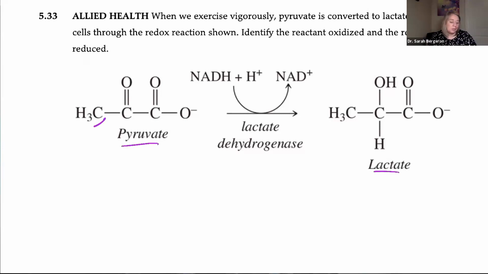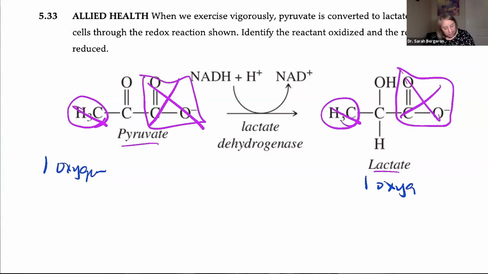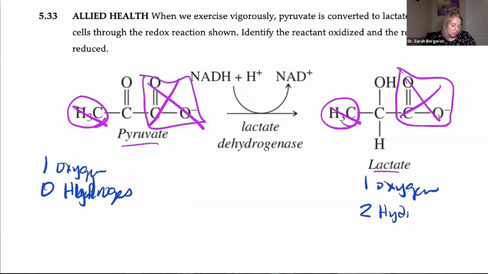So what I want to do is first I want to see, what's the same? I can get rid of that. Those are the same, so I can just kind of get rid of that. So you actually have a whole lot less that you're looking at. And I think that kind of helps. So here I have 1 oxygen. And over here I have 1 oxygen. Over here I have 0 hydrogens. And here I have 2 hydrogens.